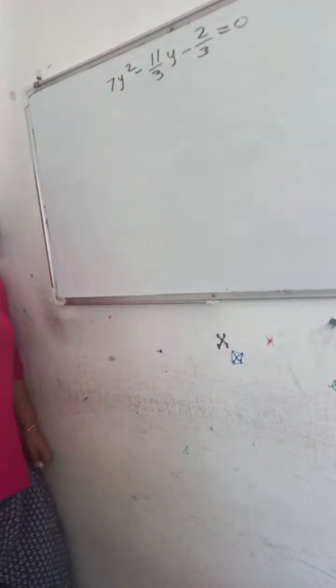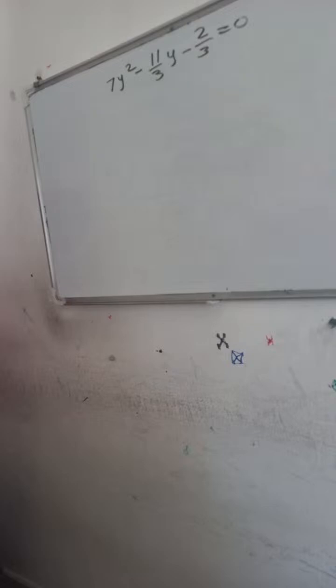Verify the relationship between them. Okay, find the zeros and they are asking us to verify the relationship between them. To find the zeros, that means we have to solve this equation, a quadratic equation, by any method. The zeros are minus 1 by 7 and 2 by 3. Now verify the relationship.